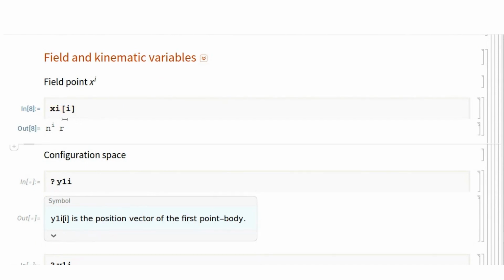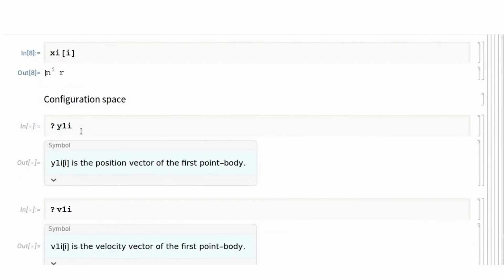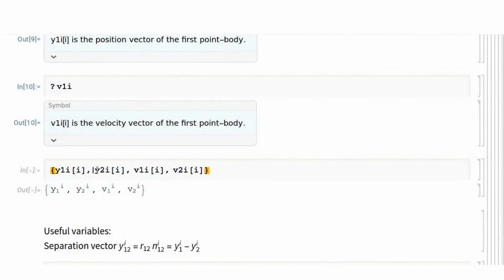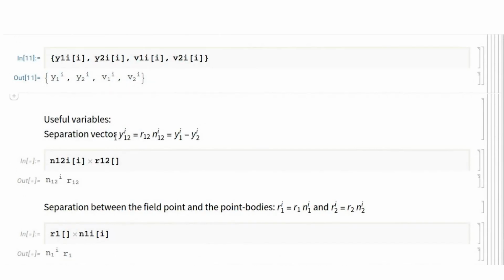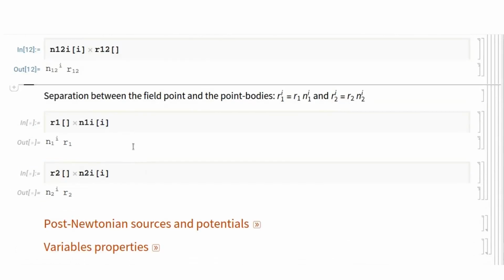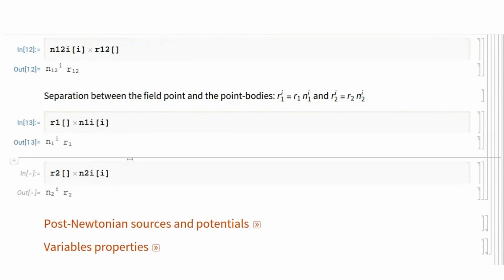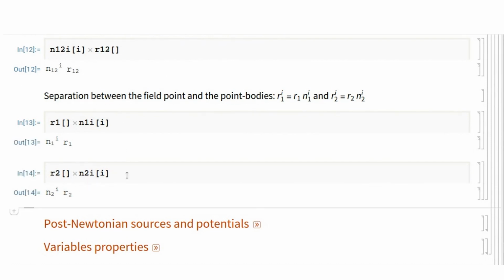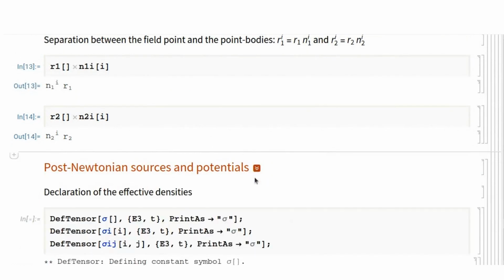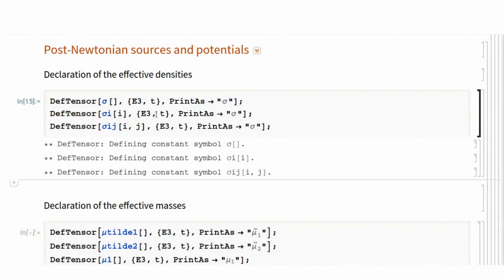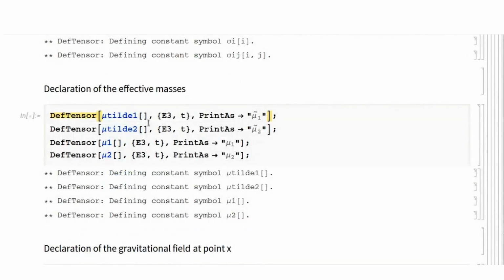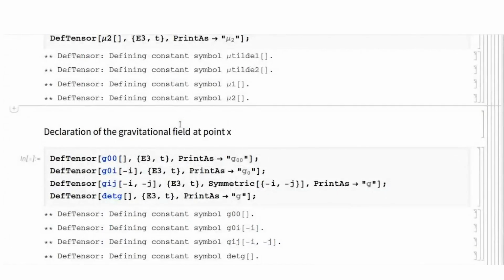So the field point is represented with the radius r and some unit vector. Okay, the particle positions are y1, y2, the velocities v1, v2. So this is the configuration space. You have the separation vector y1 minus y2, split into angular and radial dependence, and similarly for the separation between the field point and the body point. So you see always angular part and radial part. So anyway, those are the notations, and now I can define the stress energy tensor components, the parametrization of the stress energy tensor for point particles.